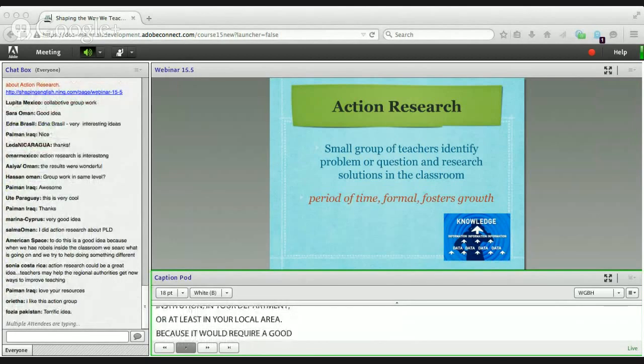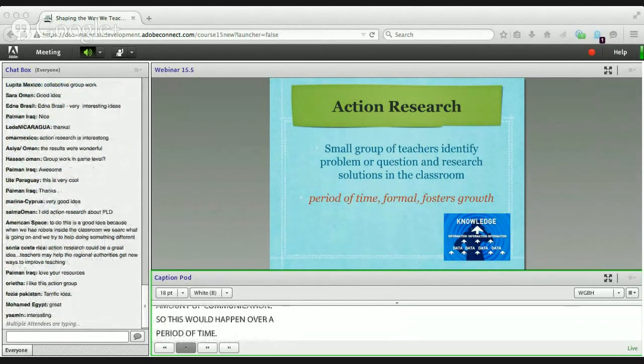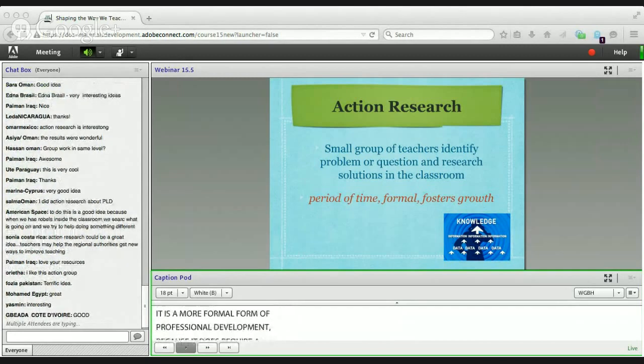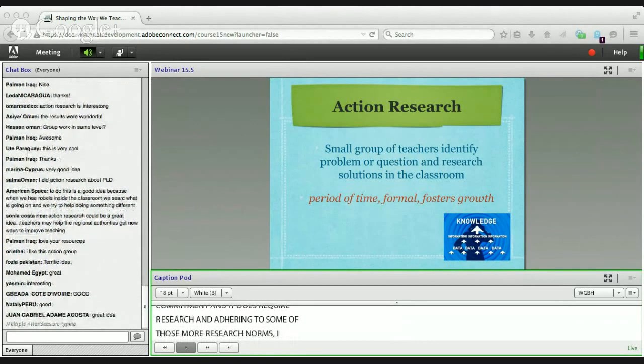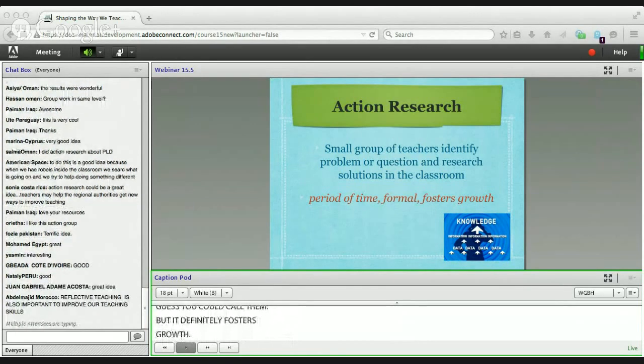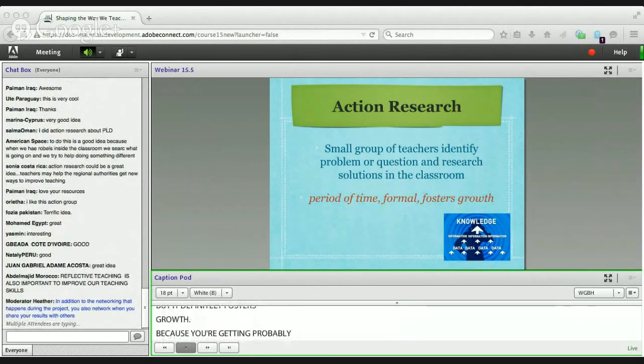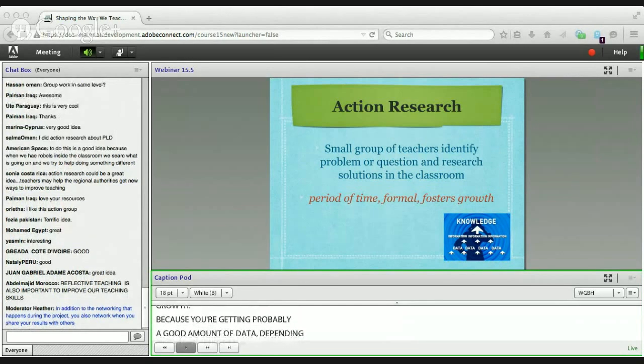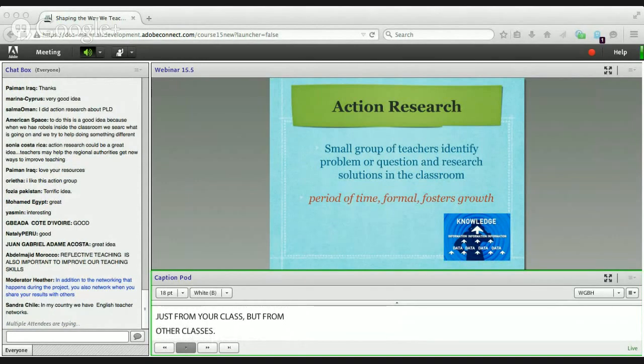So this would happen over a period of time. It is a more formal form of professional development because it does require a commitment, and it does require research and adhering to some of those more research norms, I guess you could call them. But it definitely fosters growth because you're getting probably a good amount of data, depending on how many teachers are participating, because you're getting data not just from your class but from other classes. And so it's going to give you a legitimate amount of information to make informed decisions about your classroom in the future.